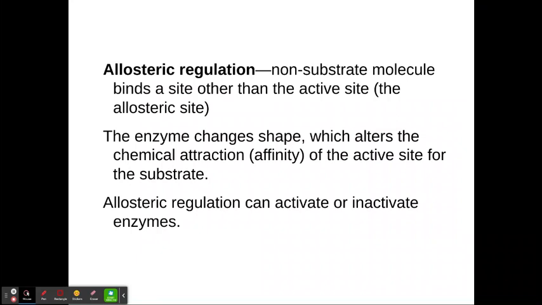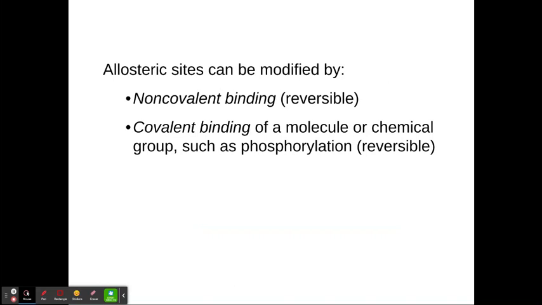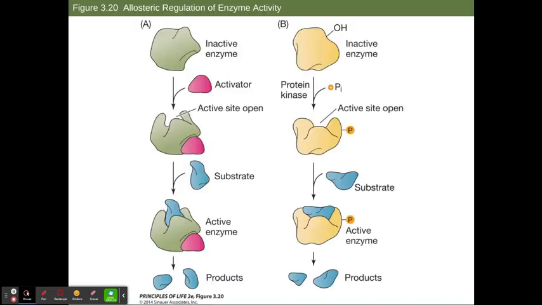So sometimes we have allosteric regulation. So this is when a non-substrate molecule binds to a site other than the active site, changes the enzyme shape and alters the chemical attraction for the active site. So this can either activate or inactivate enzymes. Okay, so this can be done by non-covalent bonding, this is reversible, or covalent bonding. We can have things like phosphorylation. We can add a chemical group. Again, these are all reversible.